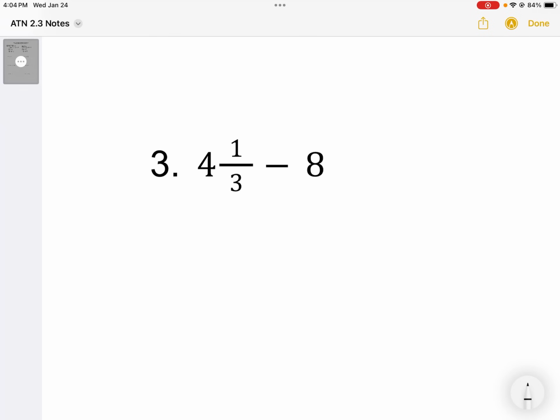Number 3. Because this is a subtraction problem, I need to do the first step of recognizing, is this a big minus small or small minus big? 4 and 1/3 is smaller than 8, so this is a small minus big problem. Because I know small minus big gives me a negative answer, I'm going to put equals negative. That way, I do not forget to put the sign in my final answer.